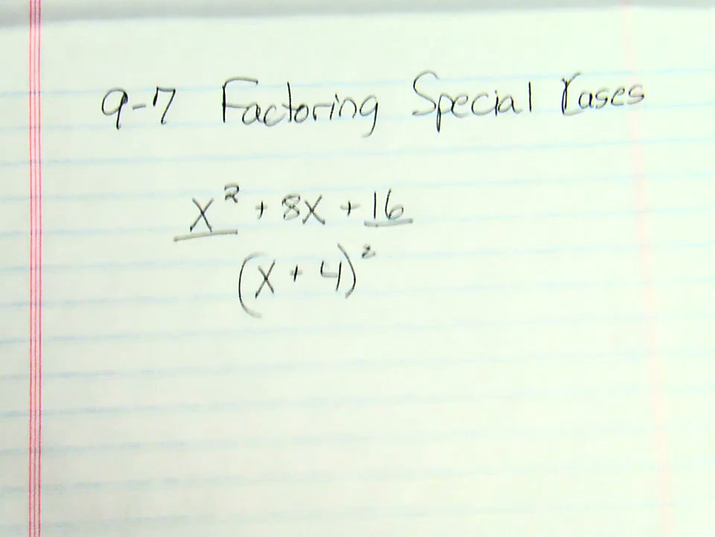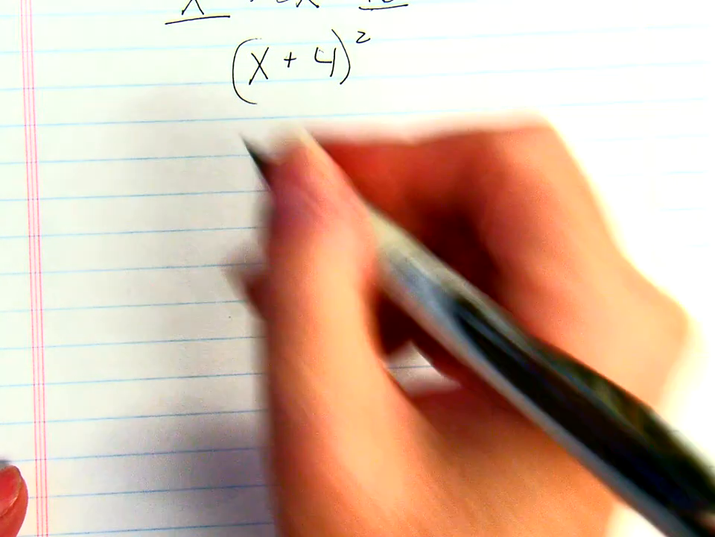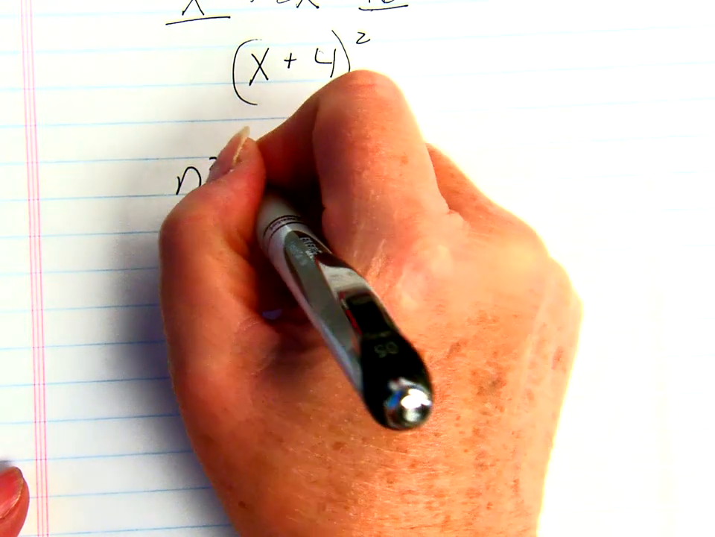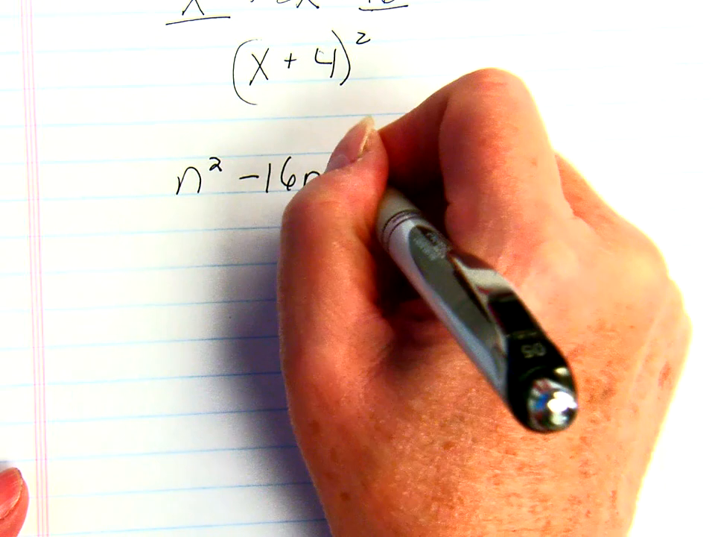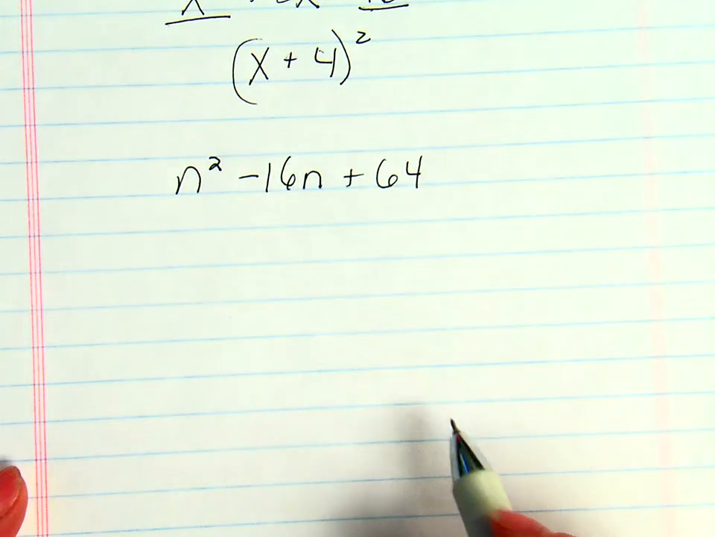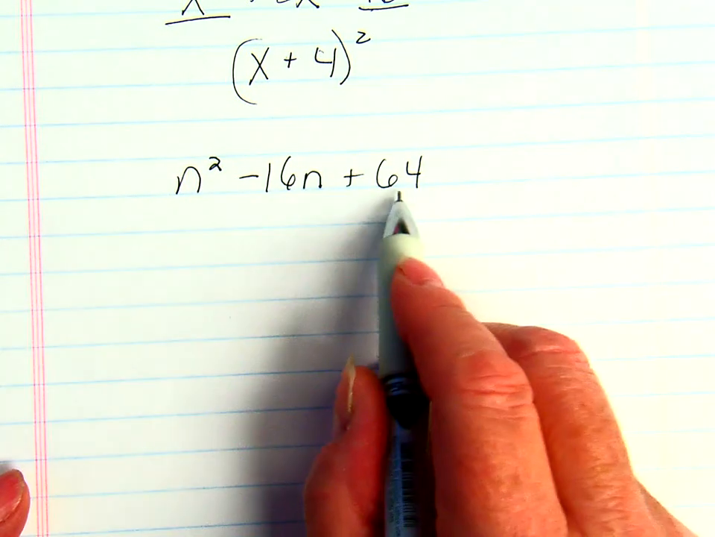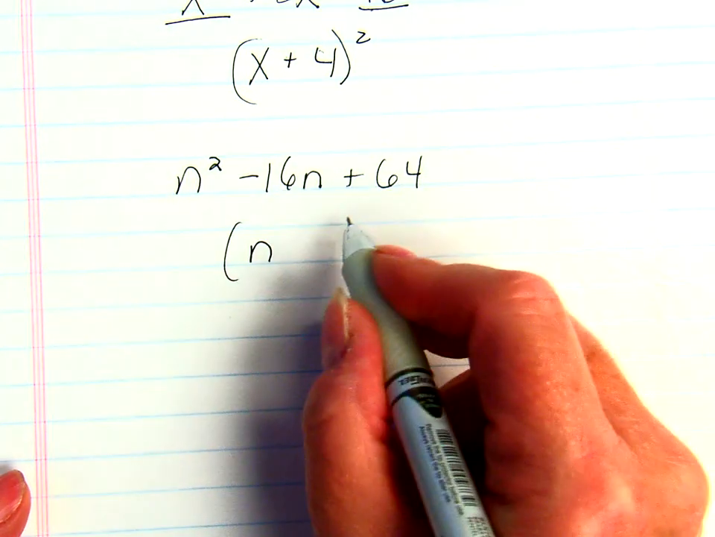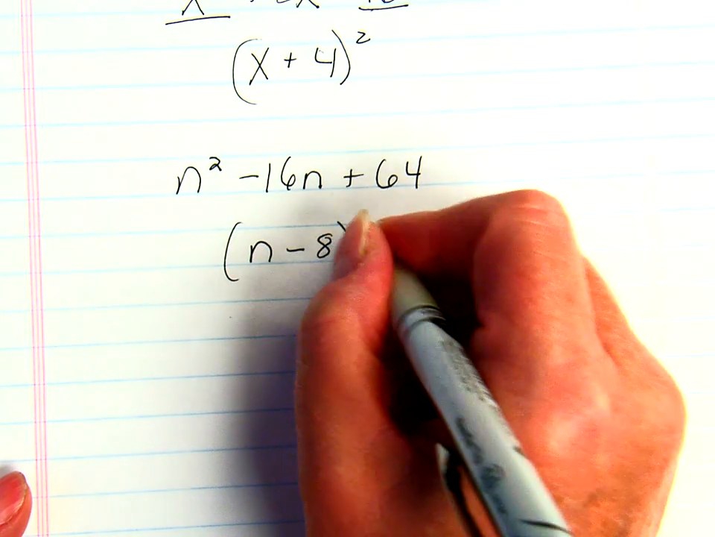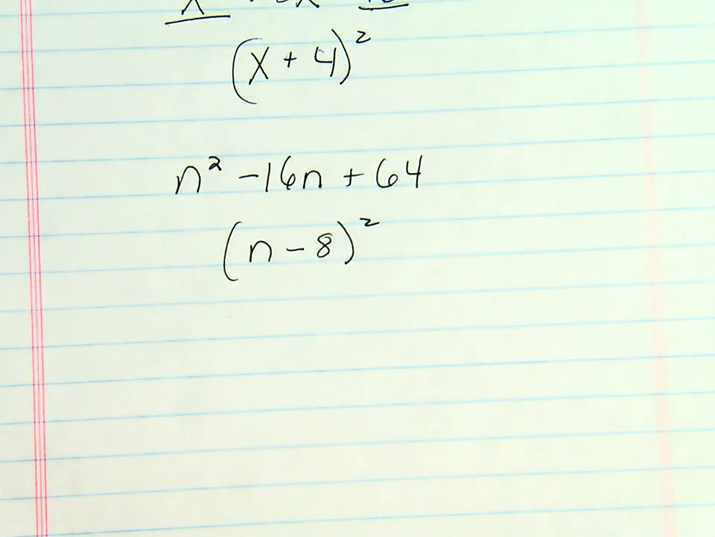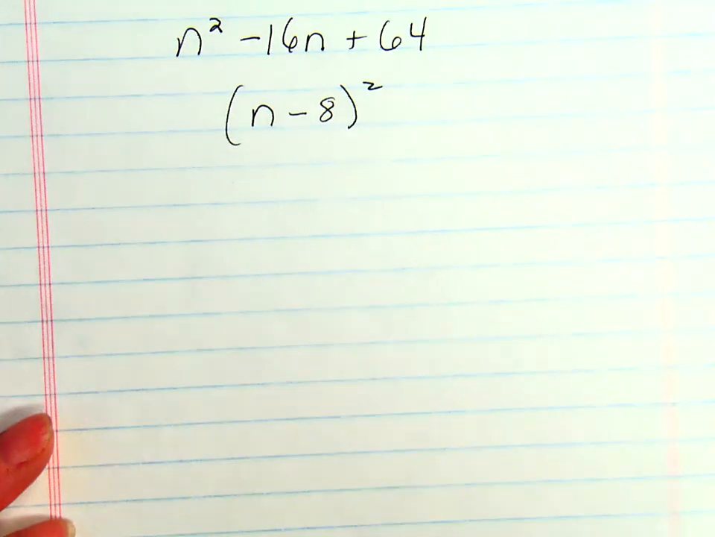Looking at another example where we have n squared minus 16n plus 64. Realizing that with this negative here, we have a perfect square here, so this is going to be (n minus 8) squared. And that is it. That is as simple as this becomes. I need you to be aware that you can make it more complicated, but you shouldn't.